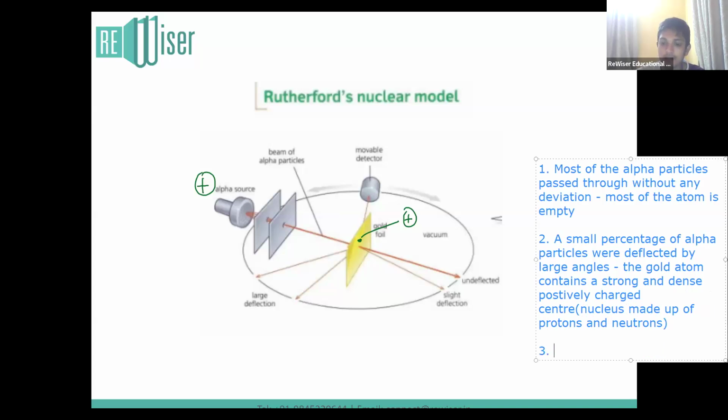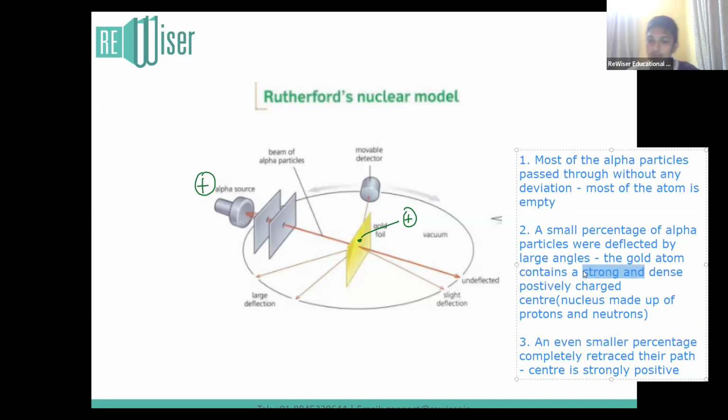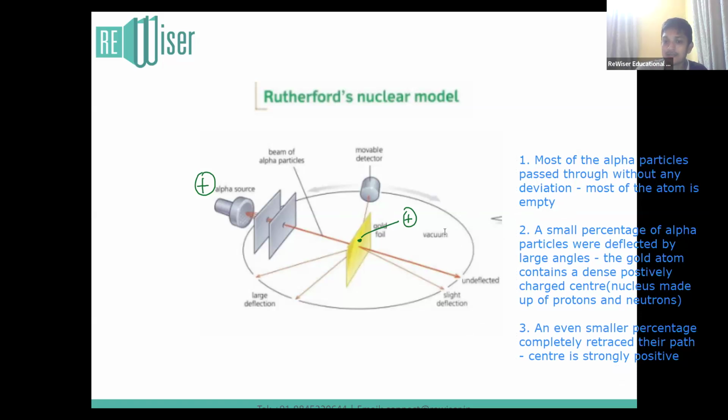The third observation: an even smaller percentage of alpha particles were completely deflected, or completely retraced their path, which is basically proof that the center is strongly positive. So I think I have to remove the word positive from this part. A dense positively charged center. The fact that it was strong was understood from this third observation. So these are the observations and their corresponding inferences of the Rutherford scattering experiment.